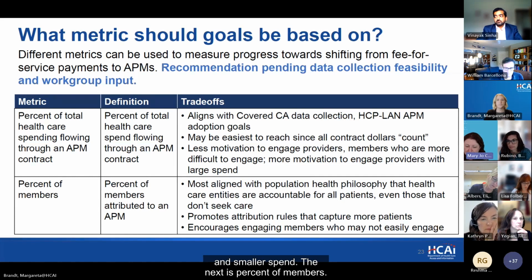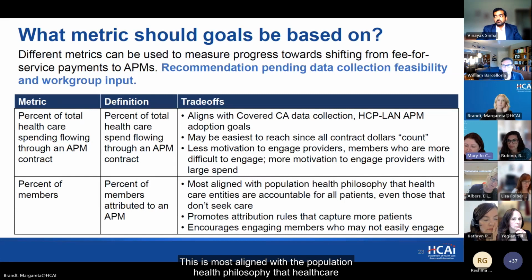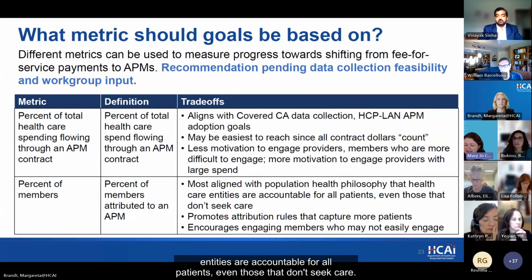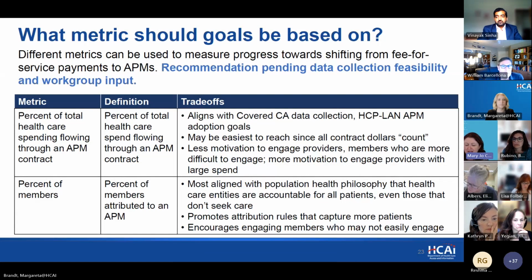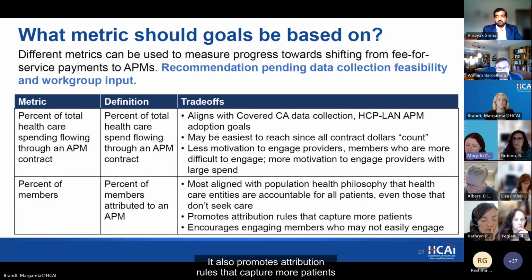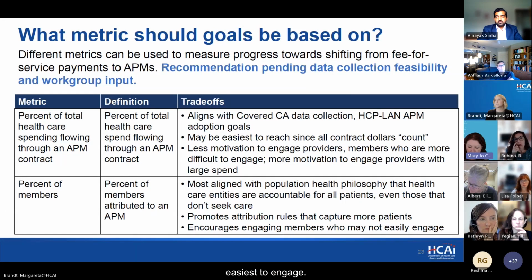The next is percent of members. This is most aligned with the population health philosophy that healthcare entities are accountable for all patients, even those that don't seek care. It also promotes attribution rules that capture more patients, and it encourages engaging members who may not be the easiest to engage.